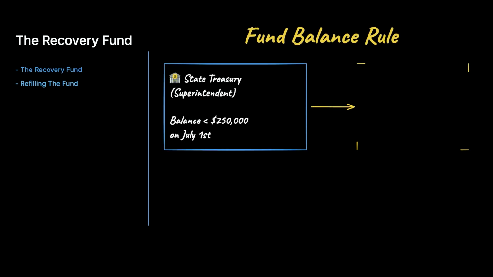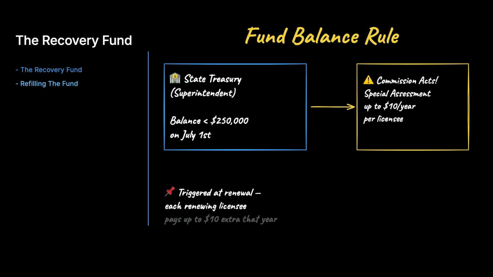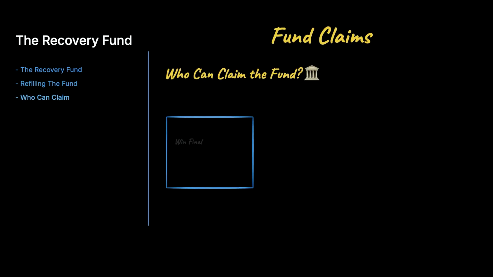The money sits in the state treasury administered by the superintendent. If the balance drops below $250,000 on the 1st of July, the Commission imposes a special assessment of up to $10 per year on each renewing licensee. Now, who can claim from the fund?